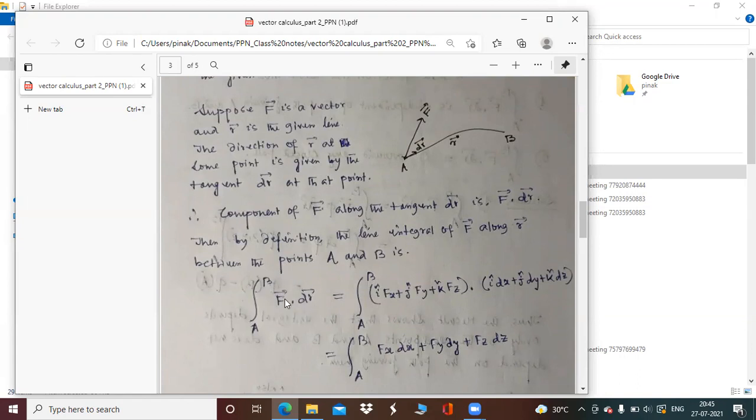Now, if we express this f bar and dr bar in terms of their Cartesian components, then you can write integration a to b i cap fx plus j cap fy plus k cap fz dot i cap dx plus j cap dy plus k cap dz, which stands for dr bar. So ultimately, taking the dot product, it becomes integration a to b fx dx plus fy dy plus fz dz. So this is the final expression of line integral of a vector along a line.